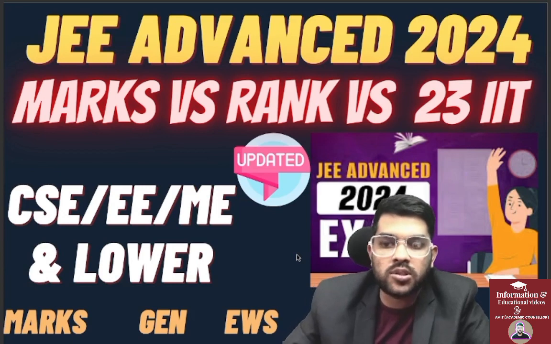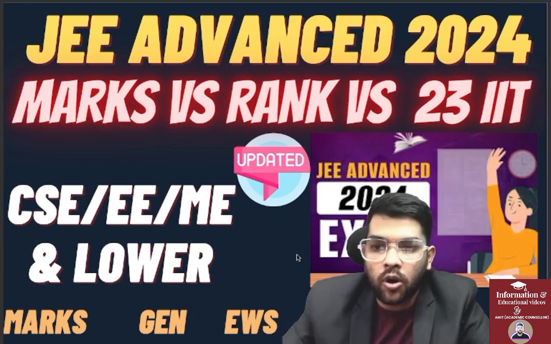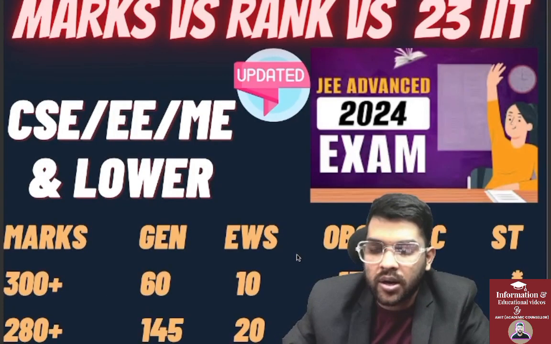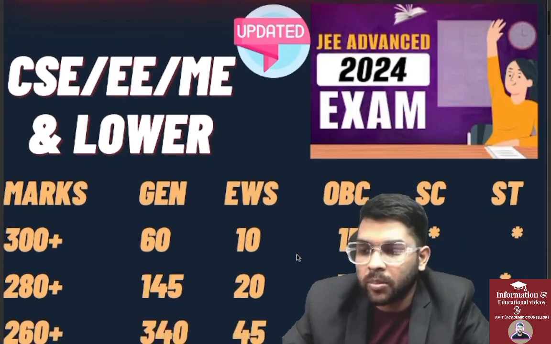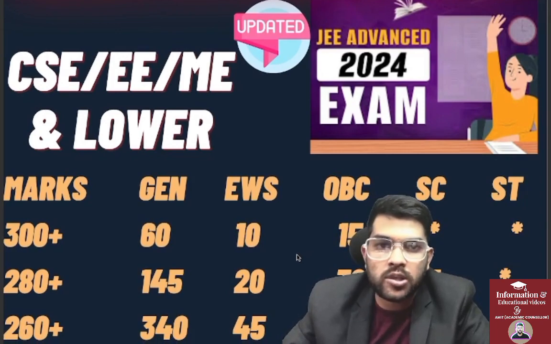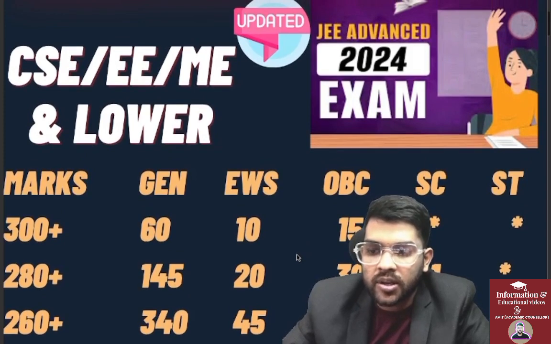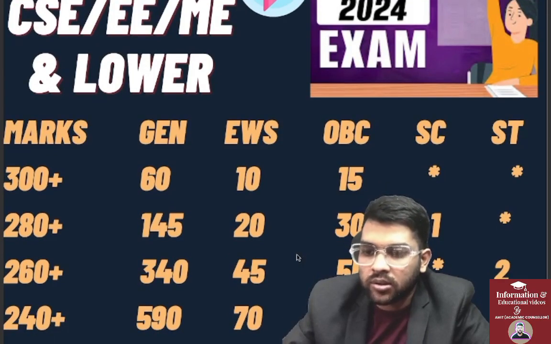So please try to watch this video up to the last, because here you are going to get the category wise rank for all the category based on your expected marks. For 300 plus marks, general rank 60 or less than that will be there. For EWS under 10, OBC under 15. SC ST don't score above 300 plus marks as per the previous year trend. If you have a score, then you will be getting rank 1. First of all, congratulations to you.